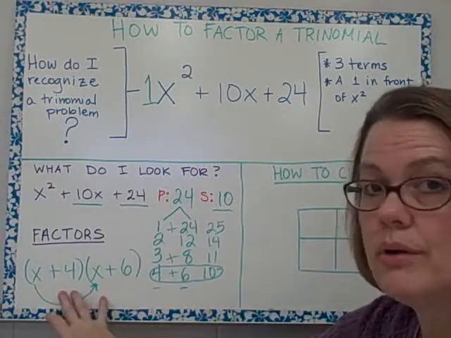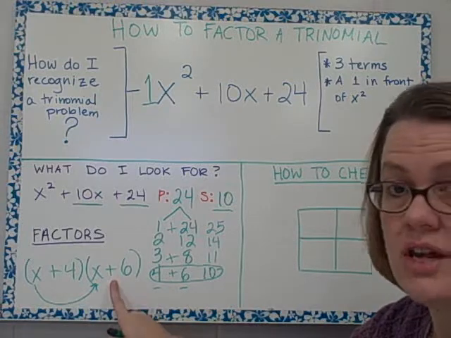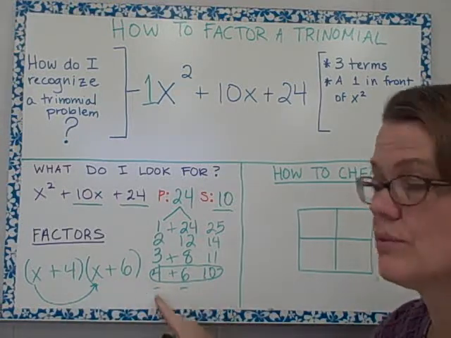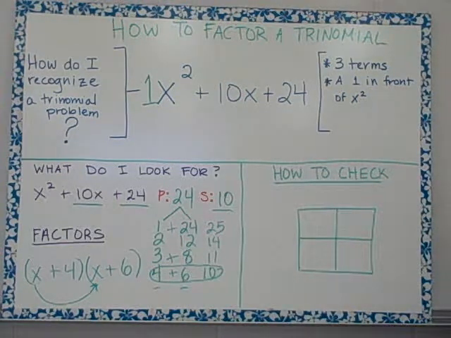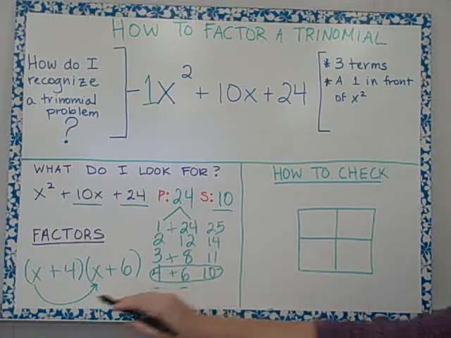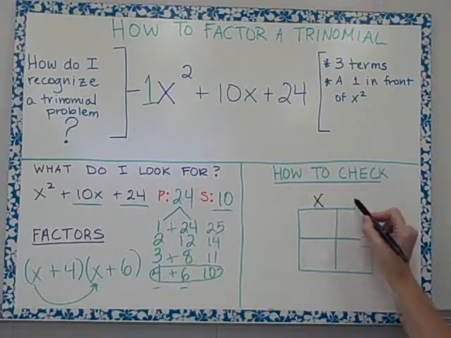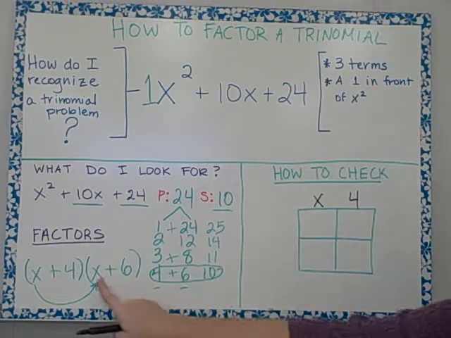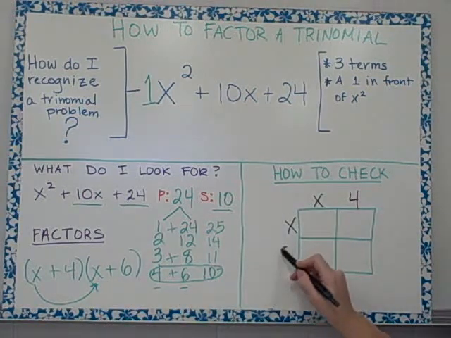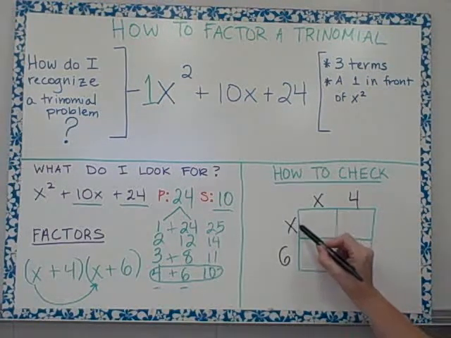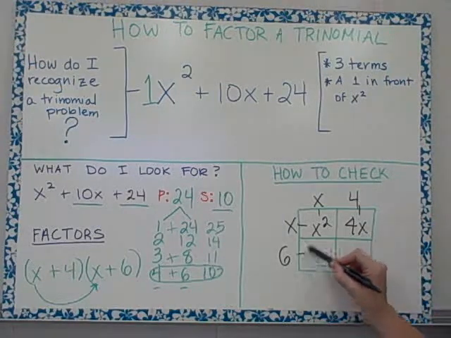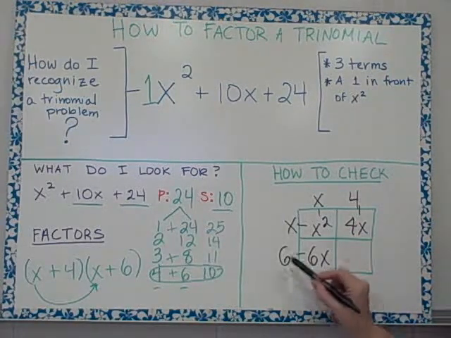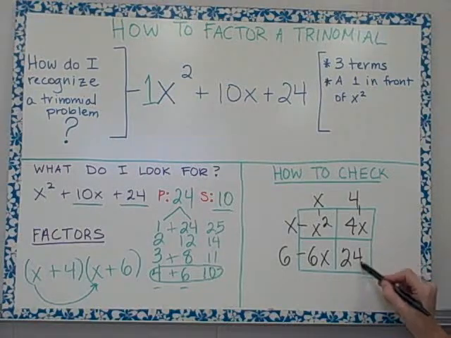I should always check my work to make sure I haven't missed a sign change or to make sure I haven't accidentally used the wrong pair. And the way I do that is with our box method of multiplication. So if x plus 4 is one factor, I have x and I have 4 on top, x plus 6, x and 6 down the side, and then I multiply x times x, x squared. 4 times x, 4x. 6 times x, 6x. And 6 times 4, 24.